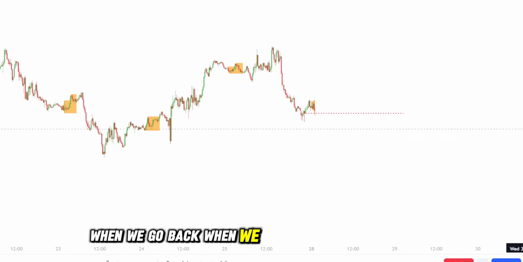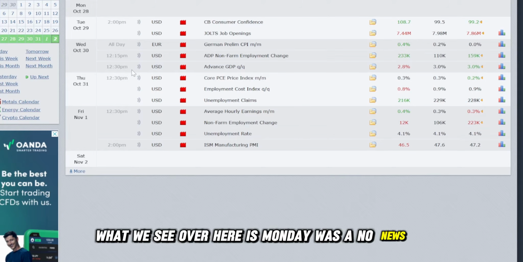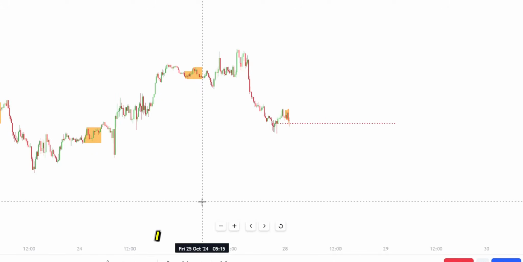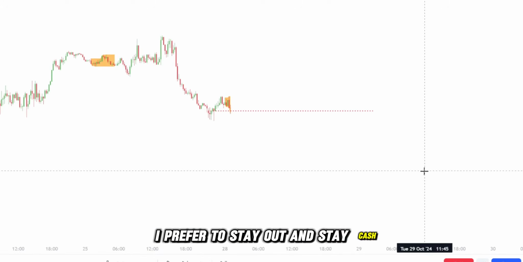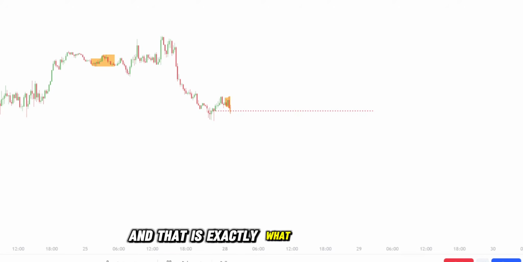Again, when we go to the economic calendar, what we see here is Monday was a no news day. When Monday is a no news day, and on top of that it's a Monday, that reduces the probability or the likelihood of me taking any trades. I prefer to stay out and stay cash. The reason I prefer to stay cash on a Monday with no news is it's typically rangy, and that is exactly what we got here.